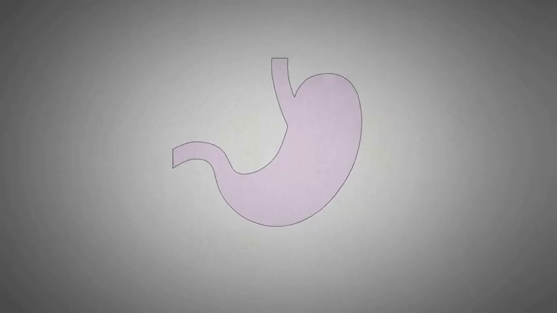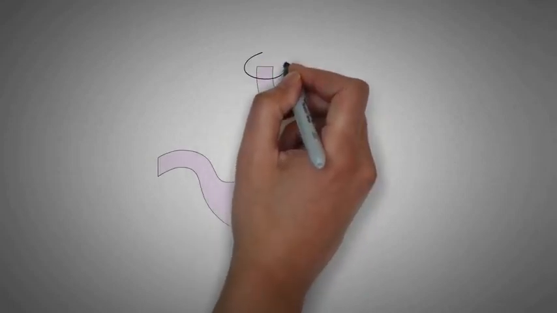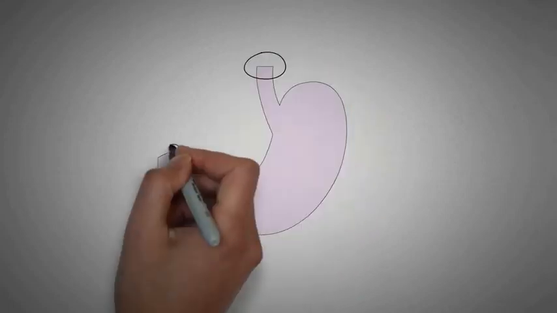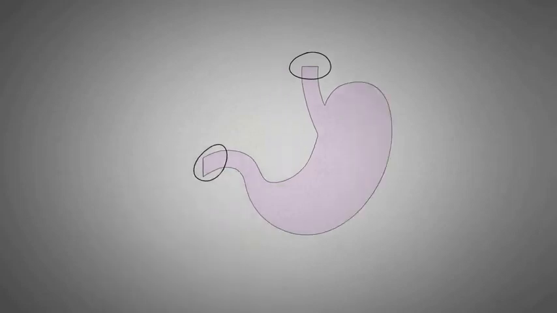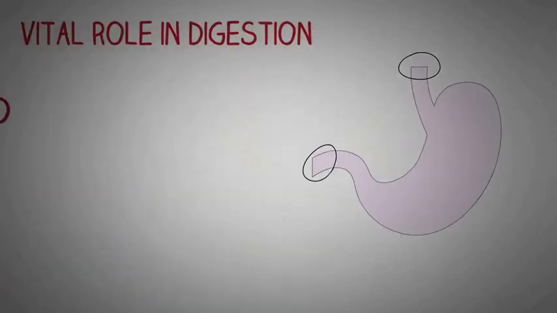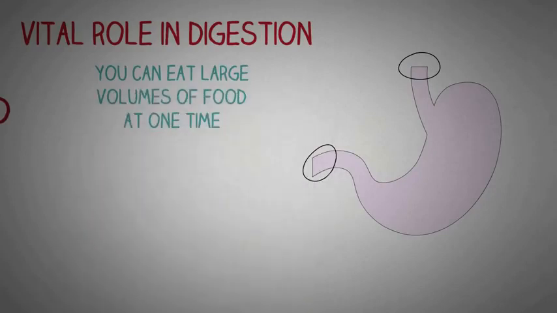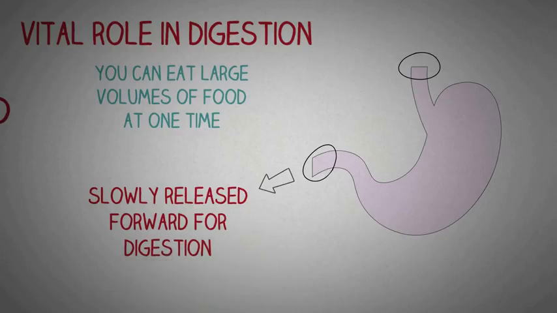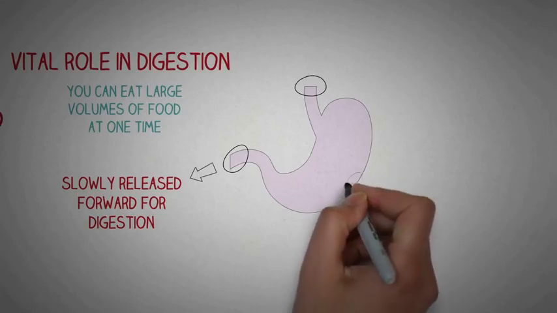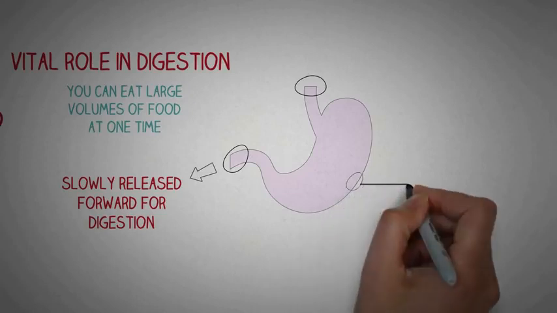The next organ in the digestive tract is the stomach. Stomach is a J-shaped organ and it is connected to the esophagus at the upper end and the duodenum at the lower end. It has a vital role in digestion. It has large volume, so you can eat large amounts of food at one time, which is digested slowly by controlling its release through the stomach. Although it's true you can live without your stomach, the patients in which the stomach has been removed have to eat very small quantities of food frequently.